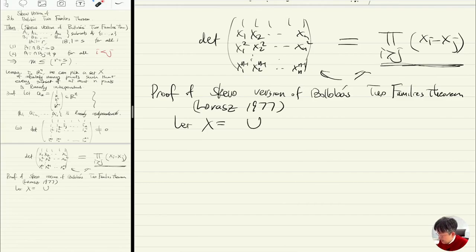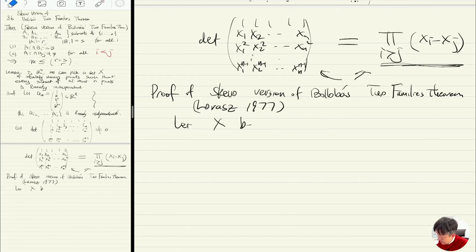So let X be the union of the A_i... well, actually, it doesn't matter. If you look at the statement of the theorem, these 1 up to n doesn't do anything. It's just a matter of r plus s. The bound depends only on r and s, nothing on n.